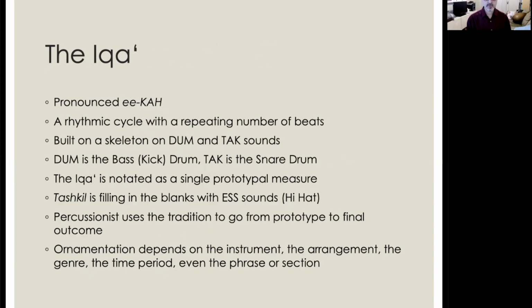So how do you go from prototype to the final outcome? The percussionist uses the tradition, and the tradition guides us as far as how to fill up and how to ornament and how to flesh out an iqaa. That ornamentation depends on the instrument, the arrangement, the genre, the time period, the phrase or the section of the piece, the audience, the mood of the singer. Depends on so many factors that are taken into account in a very quick mental calculation.